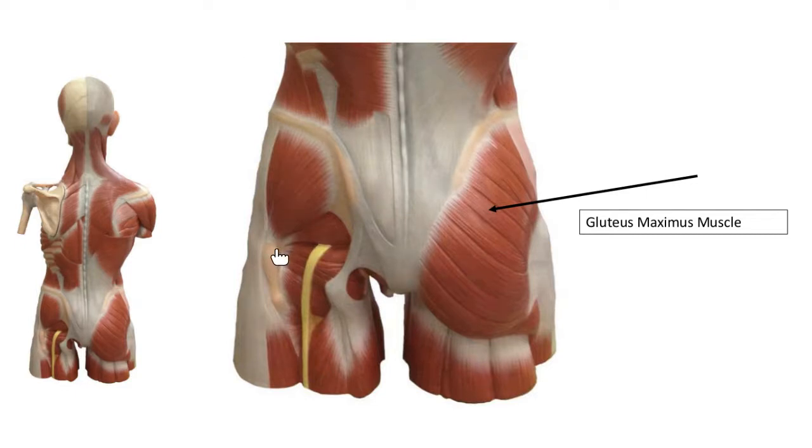Now, just to point it out, it's not labeled, but just in case you see it on a test, that's the sciatic nerve right there. You can use that as a landmark too, because we're going to talk about a muscle that's closely associated with that. But that's the sciatic nerve, the longest and largest nerve in your body.